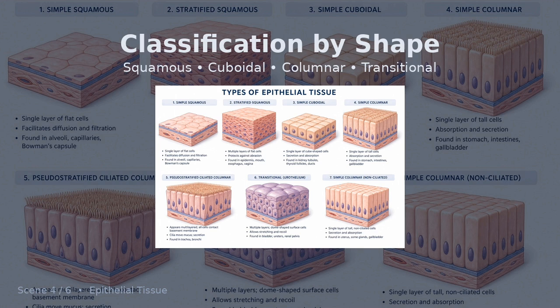4. Transitional epithelium. A highly specialized type with basal cuboidal or columnar cells and apical dome-shaped cells. These cells stretch and de-stretch, lining organs like the urinary bladder.